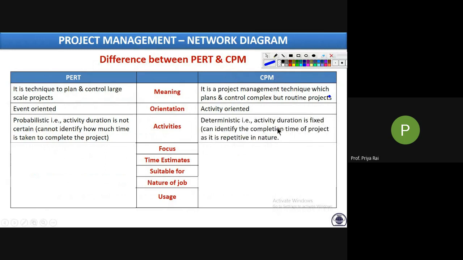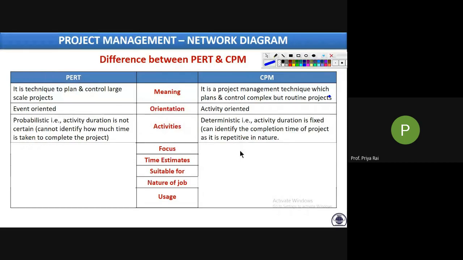We can identify the completion time of the project. Why? Because it is repetitive in nature. That means construction work, where the same kind of project is occurring everywhere. We are dealing with the same type of problem, the same type of project in construction work. So we can say this kind of work will take this much amount of time. We gain that idea with our experience, right?